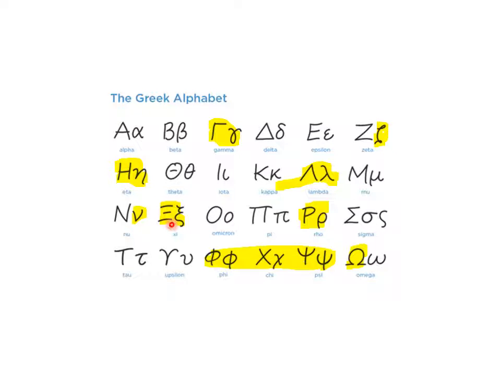Ksi. Double consonant. K. Si. An R sound. There's that S sound that's in the middle of a word or at the beginning. Phi, chi, psi, and then omega. So 1, 2, 3, 4, 5, 6, 7, 8, 9, 10, 11 hot spots, but you'll get used to it.